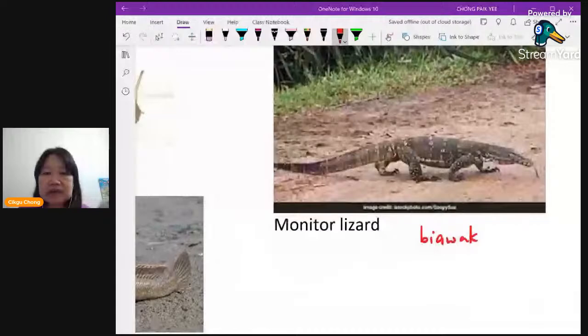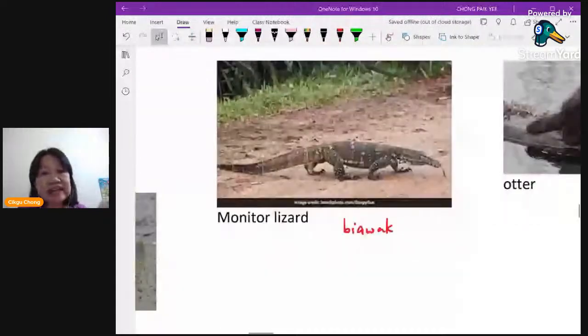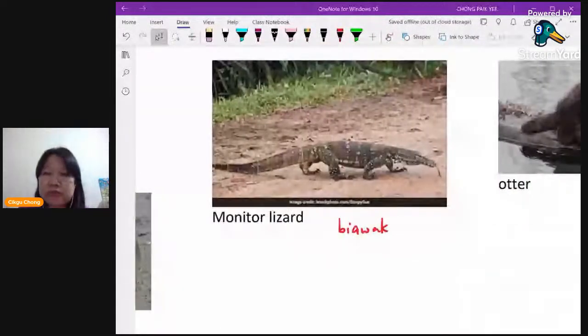Then of course you have alligator, right? Alligator, no need for me to draw to give you a picture, like crocodile, alligator. And different, actually it's different. We call it crocodile here.